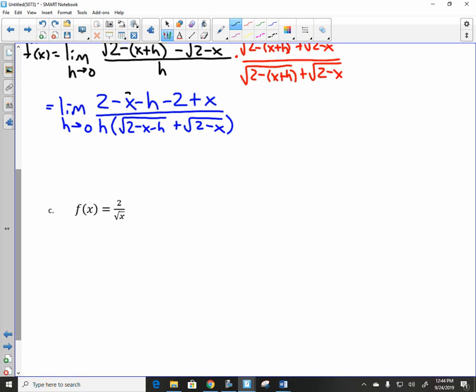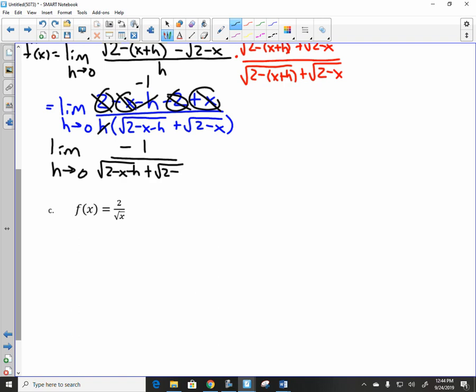Yeah, you can see that the x's are gone, the 2's are gone. What are you left with in the numerator? The negative h over h is going to make a negative 1 in the numerator. So I have the limit as h goes to 0 of negative 1 over the square root of 2 minus x minus h plus the square root of 2 minus x.